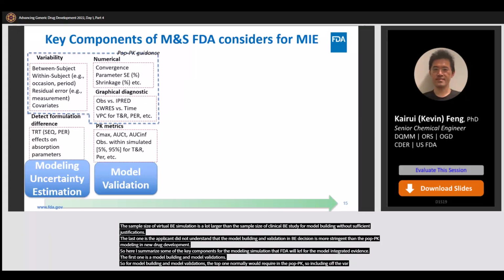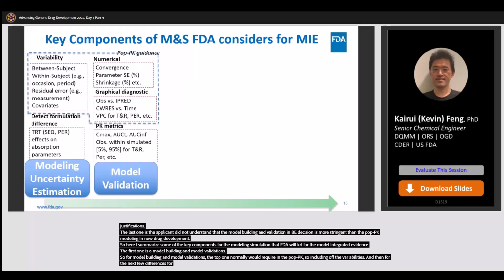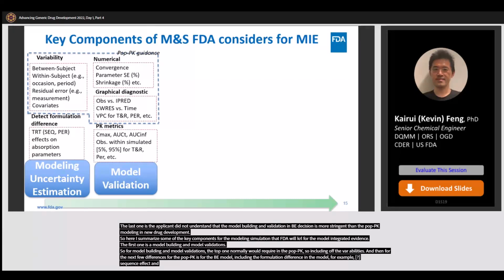The next two, which differ from the POP-PK, are for the BE model, people have to include the formulation difference in the model, for example, including treatment effects or sequence or period effect on absorption parameters. And for the validation, there is additional validation for the PK metrics, including Cmax and AUC infinity, observed within the simulation, like 50% or 90% for both of the TNR or PRS actuals. So there's additional validation, and also the model needs to include formulation difference.